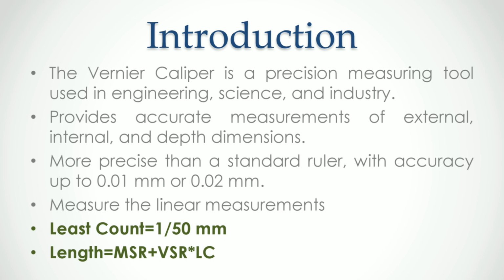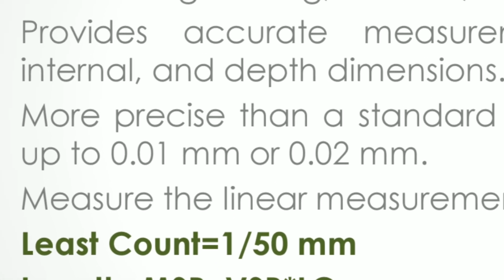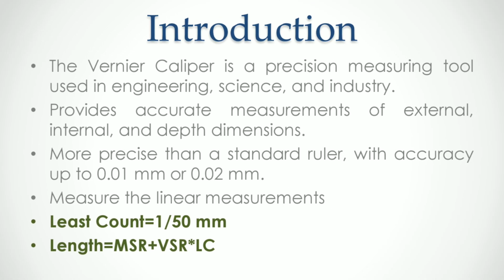Next, linear measurement. With the help of a vernier caliper we can measure linear displacement, or in other words, the distance between 2 points. Next, this is the formula for how we can calculate a length. MSR means main scale reading, VSR means vernier scale reading, and LC means least count. It is more precise than a standard rule, with accuracy up to 0.01 and 0.02. How can we get 0.01 and 0.02?